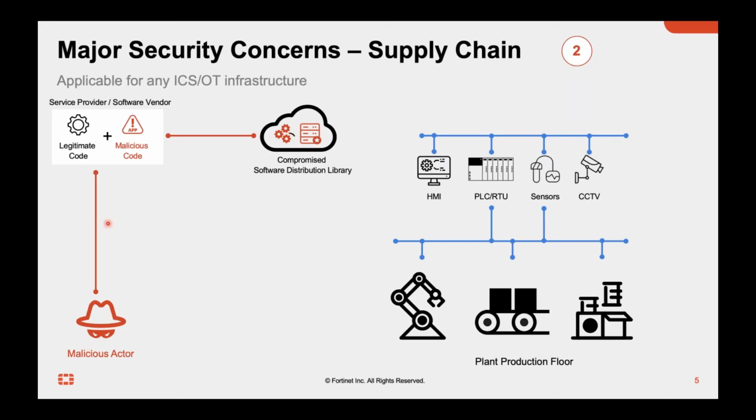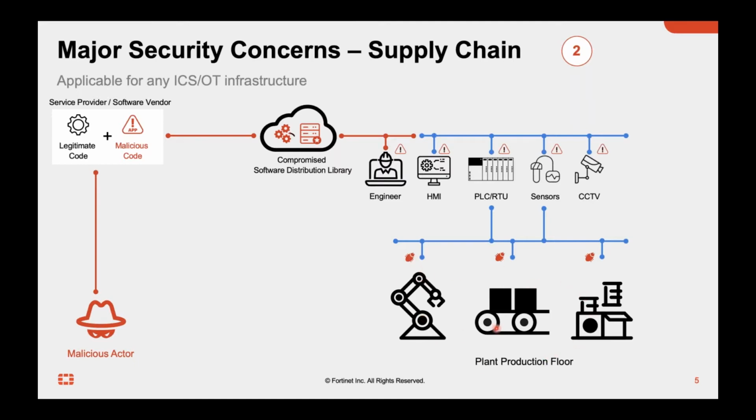So what the malicious actor does is create malicious code and compromise the software library of the service provider or software vendor. It could be Emerson, ABB, Yokogawa, anything else. I don't want to name who was compromised, but in this case, it was SolarWinds for this particular attack, and Microsoft. So this legitimate code is coupled with the malicious code and published in the compromised software distribution library. And what happens after that? A novice or innocent engineer downloads that software and then potentially infects all the systems connected in the network, which ultimately compromises these plant floor or production floor systems.